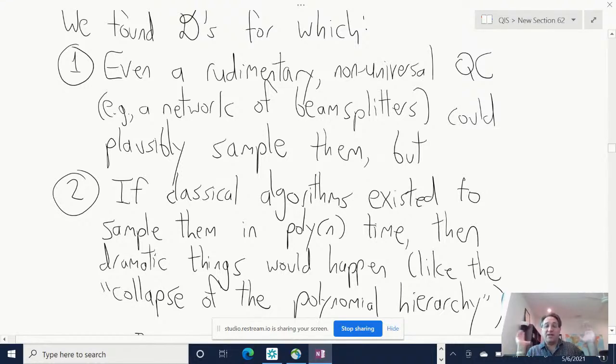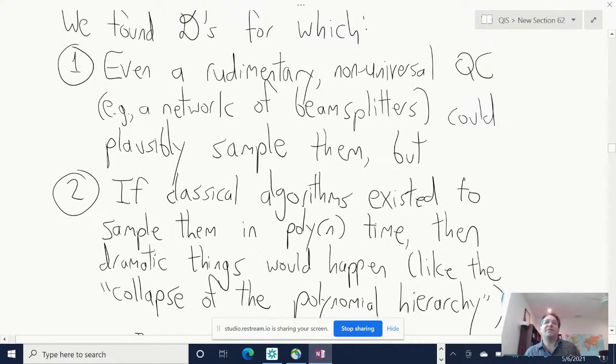An example is something called the collapse of the polynomial hierarchy. I'm not going to explain what that means, but if you've heard of the P versus NP problem, the collapse of the polynomial hierarchy would be almost as dramatic, I would say, as a proof that P equaled NP. It wouldn't have quite as many consequences for the real world, but in the theoretical world of computer science, it would be almost as surprising.